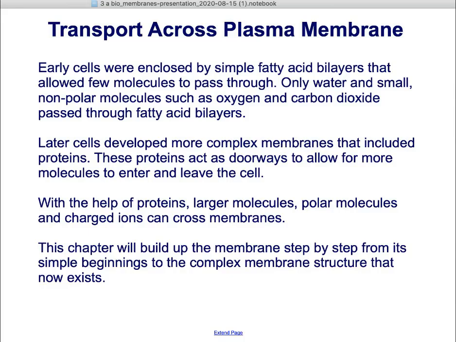Early cells were enclosed by simple fatty acid bilayers that allowed few molecules to pass through. Only water and small nonpolar molecules such as oxygen and carbon dioxide pass through fatty acid bilayers. Later cells developed more complex membranes that included proteins. These proteins act as doorways to allow for more molecules to enter and leave the cell. With the help of proteins, larger molecules, polar molecules, and charged ions can cross membranes.